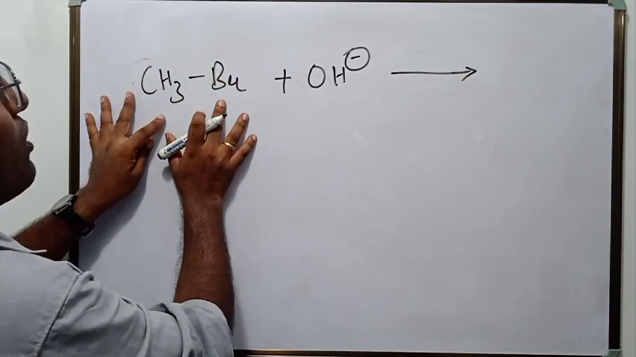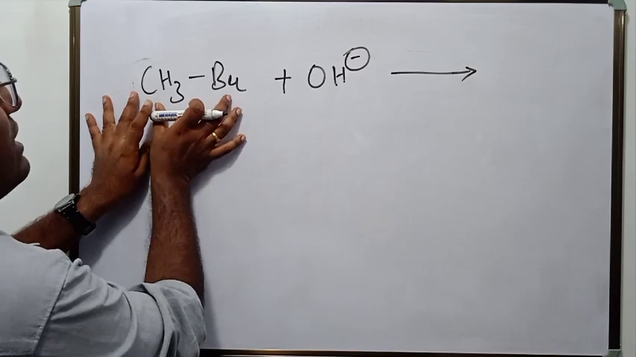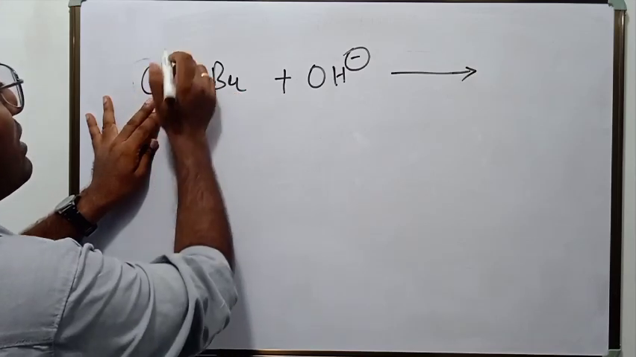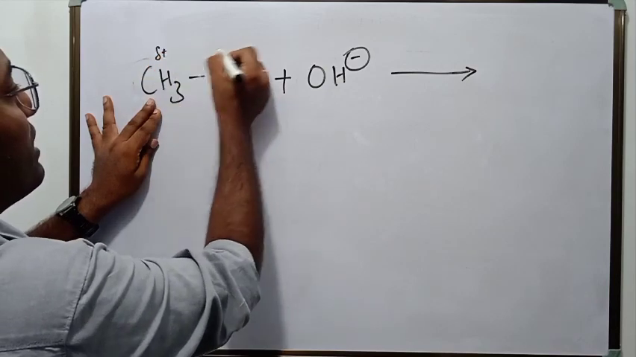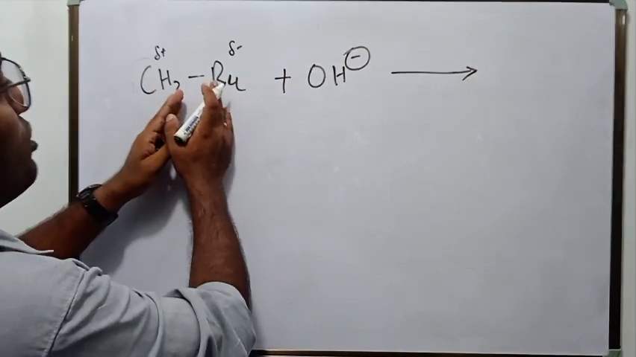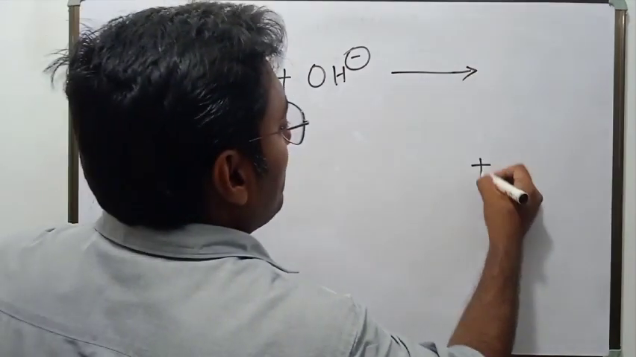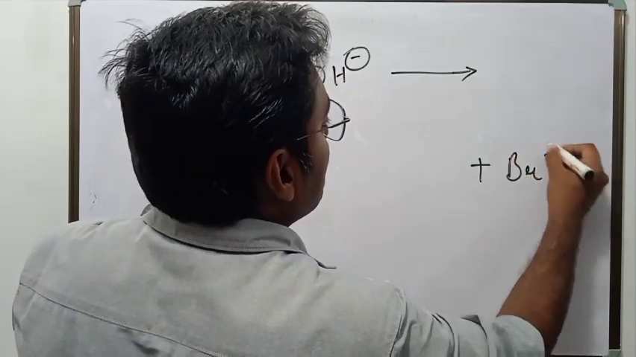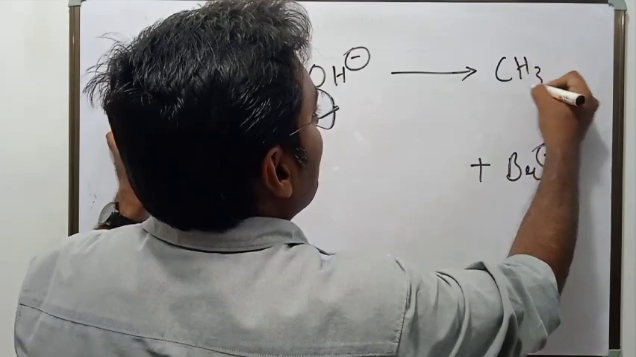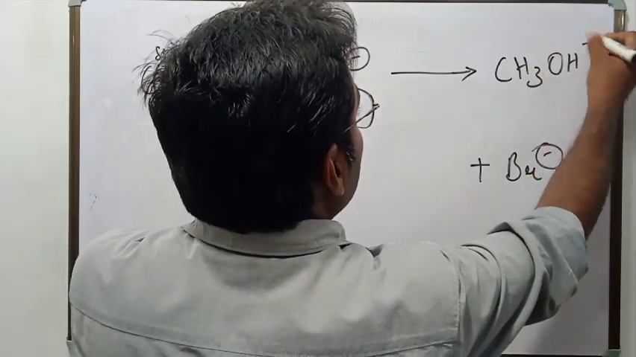CH3Br is a polar organic compound. Polar organic compound means that it has a dipole in it. Dipole means that one end of the molecule is positive and the other end is negative. So this molecule is bound to dissociate, and what would happen? Br minus would get released. And what would result here? CH3 plus. That CH3 plus, OH minus comes and attacks.